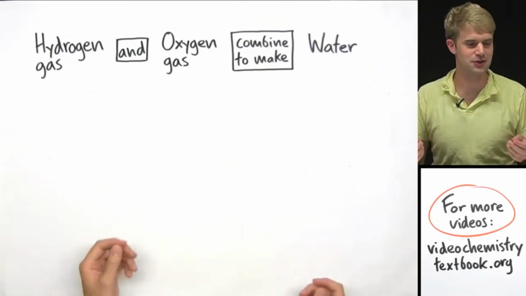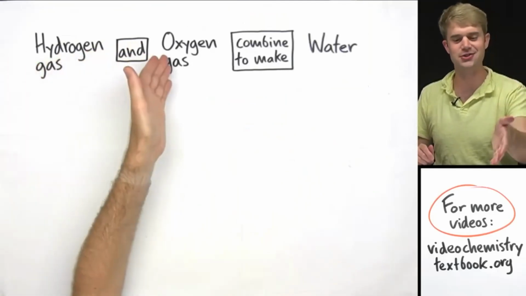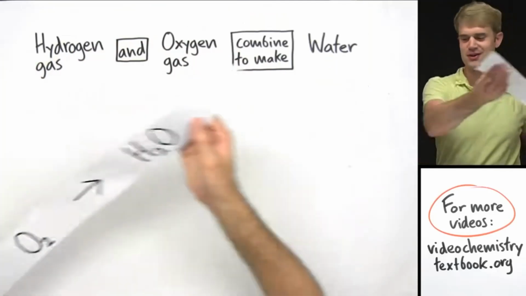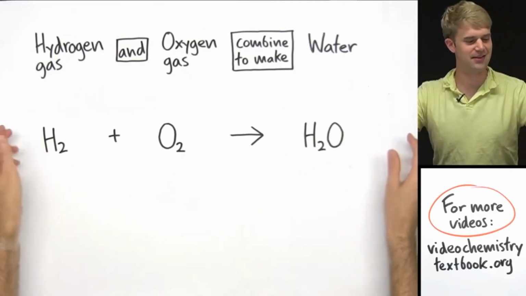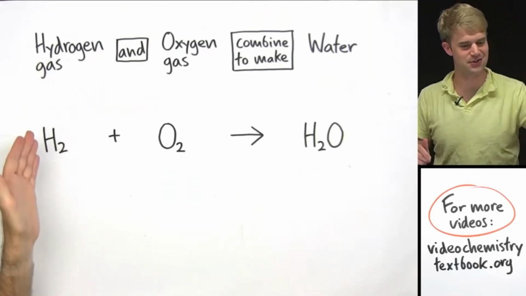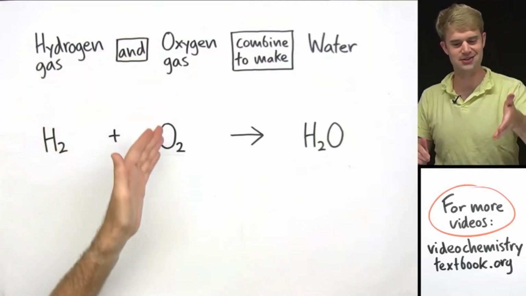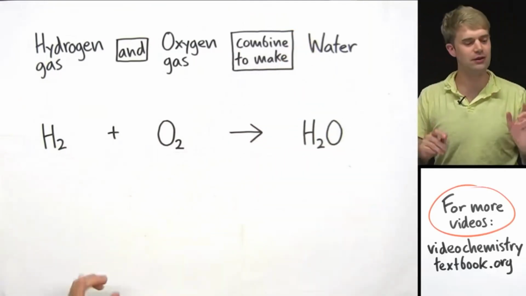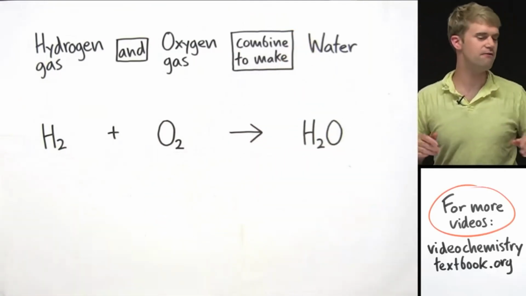Here's another chemical reaction. Hydrogen gas and oxygen gas combine to make water. The chemical equation for this looks like this. The chemical formula for hydrogen gas is H2, then oxygen gas is O2, and these combine to make water, which is H2O. Now let's look at how we can represent this visually.